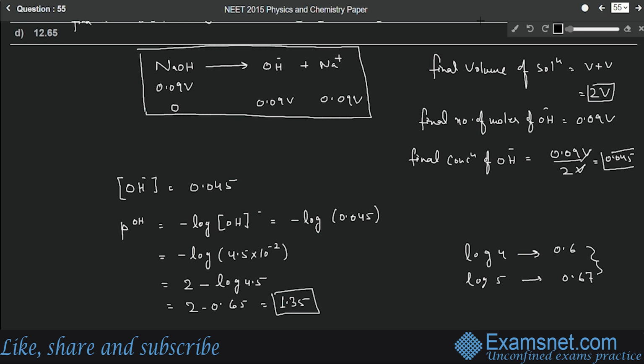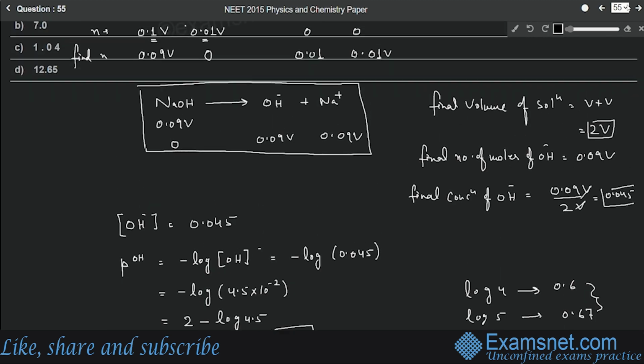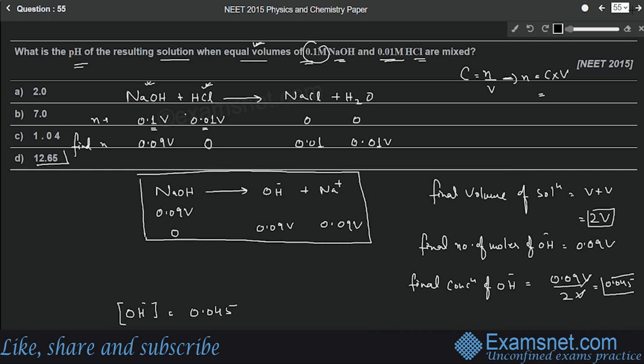So this is the pOH, but what we have to find? We have to find pH. Okay, so we know that pH plus pOH is equal to 14. So from here we can find pH. pH will be equal to 14 minus pOH, that is 1.35. So 14 minus 1.35 will be equal to 12.65. So this will be the pH. Let's see the options. 12.65 is option number D. So this is the pH of the resulting solution. Option D is the correct answer.